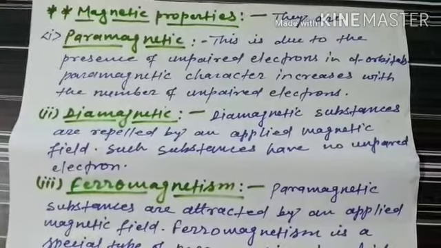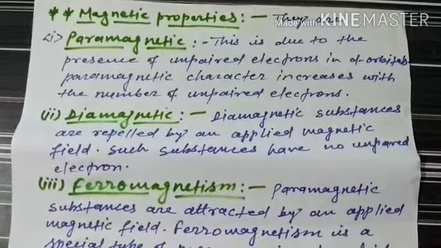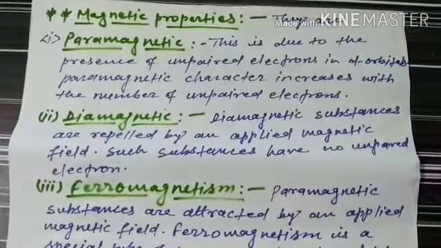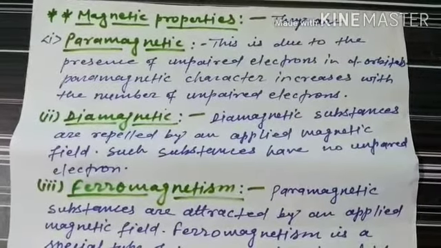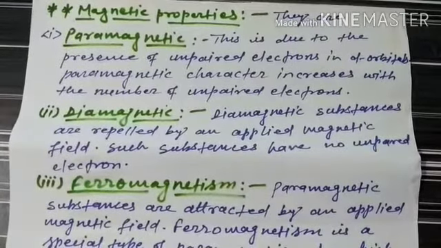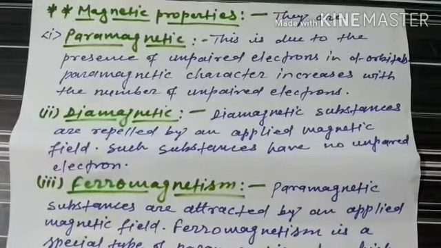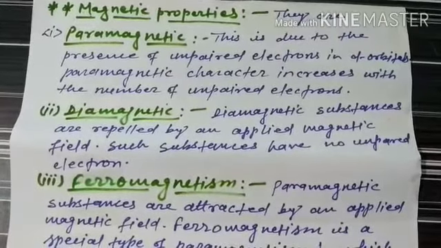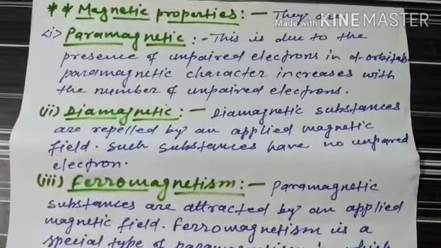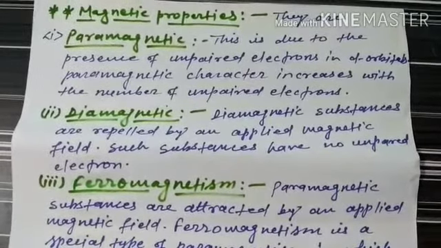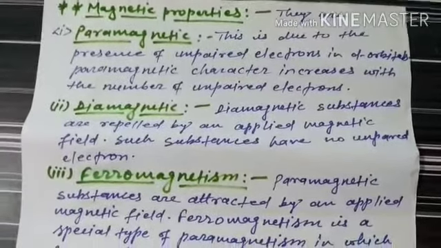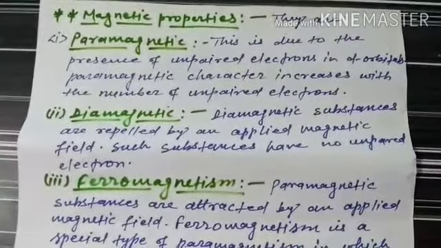So, diamagnetic substances are repelled by an applied magnetic field. Such substances have no unpaired electrons. Those substances which are repelled by an applied magnetic field and have no unpaired electrons are called diamagnetic substances.